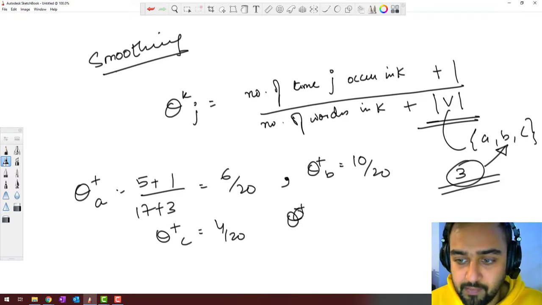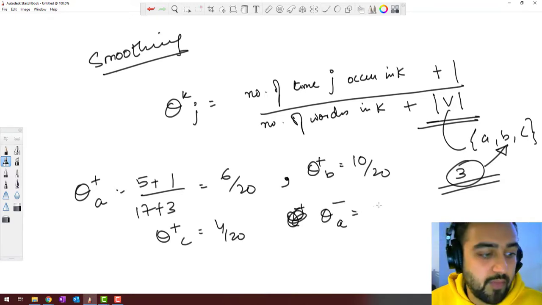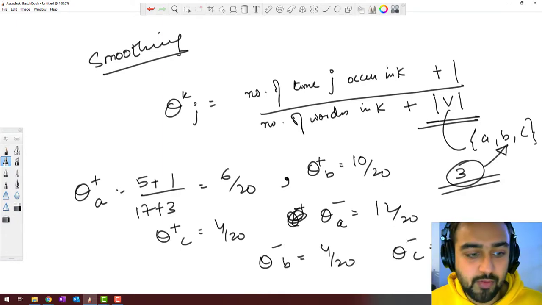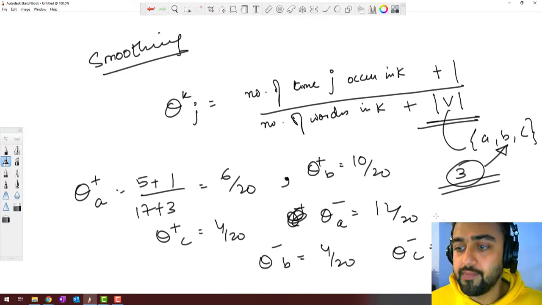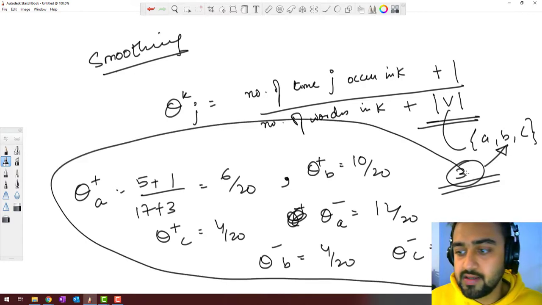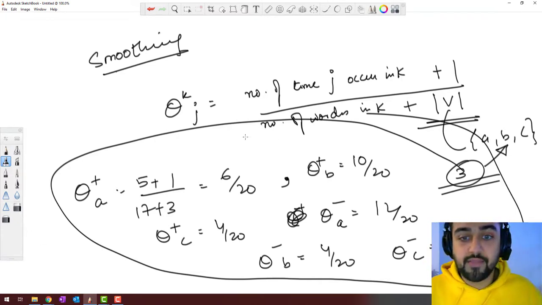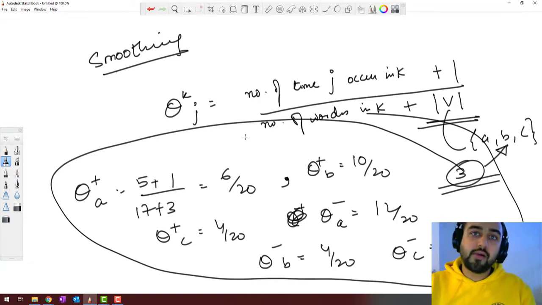Theta minus a would become 12 by 20. Theta minus b would become 4 by 20. And theta minus c would become 4 by 20. So using these new values and the formula that we discussed earlier, we can build a new classifier, the smoothed classifier, which is able to classify documents even if the frequency of occurrence of a particular word is 0.